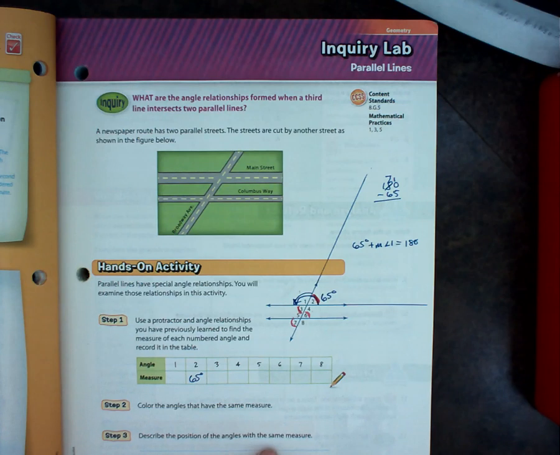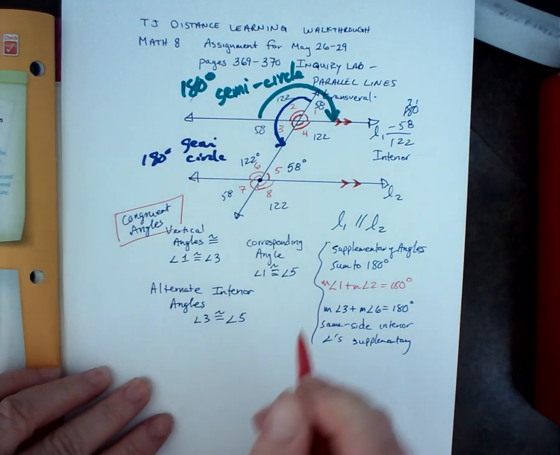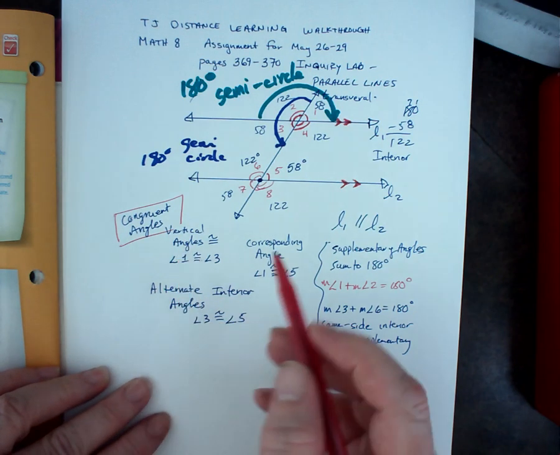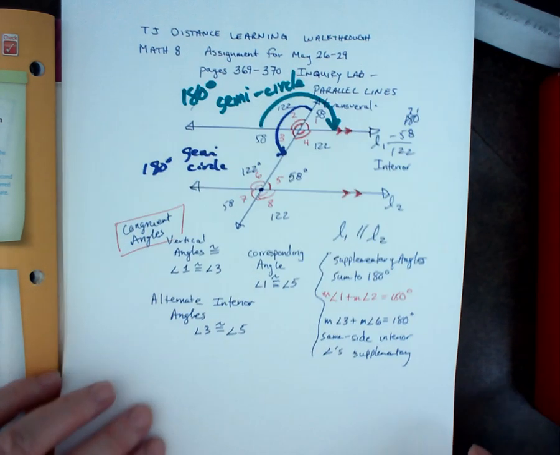Describe the position of the angles with the same measure. So you have your vocabulary from previously. They're asking with the same measure, so they're asking about congruent angles. Name the vertical angles, name the corresponding angles, alternate interior angles.